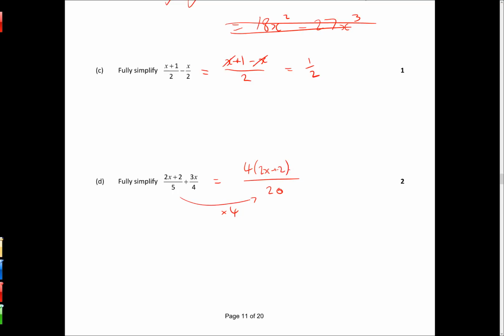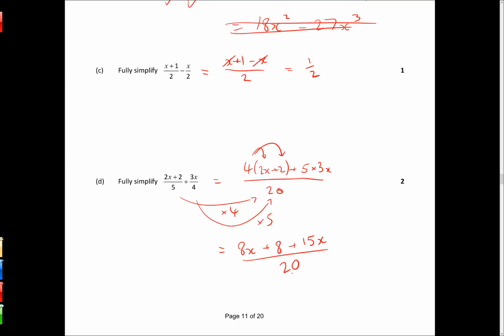Then I've got a plus sign, and this 4 on the bottom, well, it got times by 5. So if the denominator gets times by 5, the top better get times by 5. So it's going to be 5 by a 3x. So now I've got all my scribble in the way. Now let's expand these brackets. 4 times a 2x, well that was an 8x, plus 4 times a 2, well that's an 8, plus 5 times 3x, well that's a 15x, and it's all on 20.